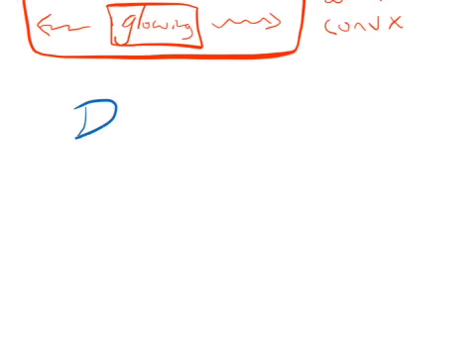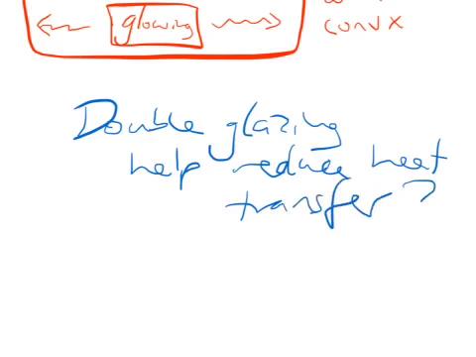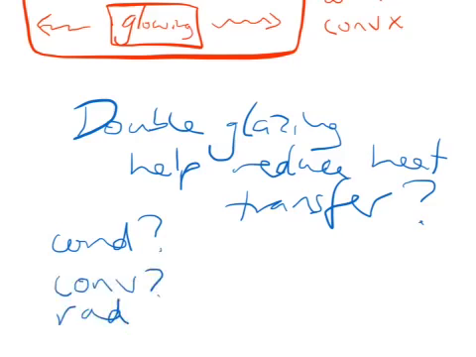Okay, so one little example really quickly just to finish off. If you have double glazing, how does that help reduce heat transfer? Is it by conduction? Is it by convection? Is it by radiation? Which one does it? Well, radiation, the glass is clear, so radiant light energy can pass through the glass. It's the whole point of having a window, so you can see outside. So no, that doesn't help.